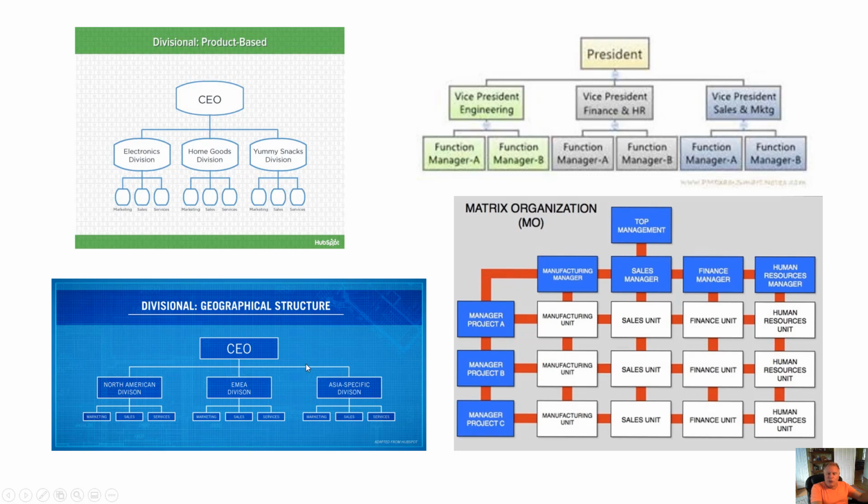Here's an example of a geographical structure: North America, Europe, Middle East, and Africa, Asia. So they're organizing based on geography. Here, it's a functional organization chart, where you have the functions aligned, and then we have the matrix organization, where we have the different disciplines, and these disciplines or functions face off against projects, but they can also face off against geographic structure. We could put North America here, EMEA here, Asia here. We could put electronics division here, home goods here, or yummy snack here. So these are different ways of running a company.